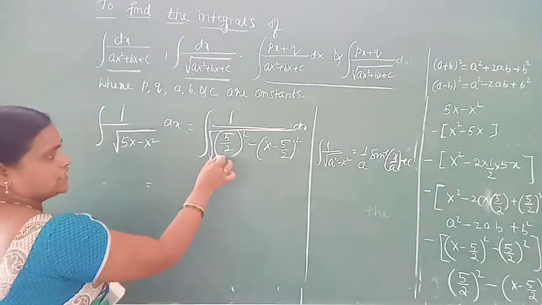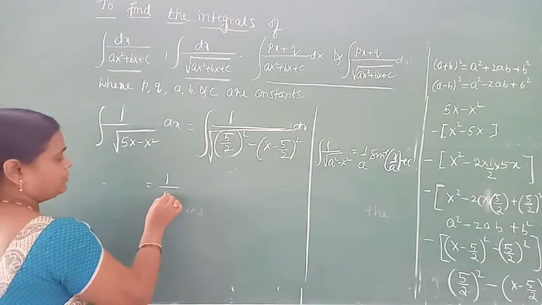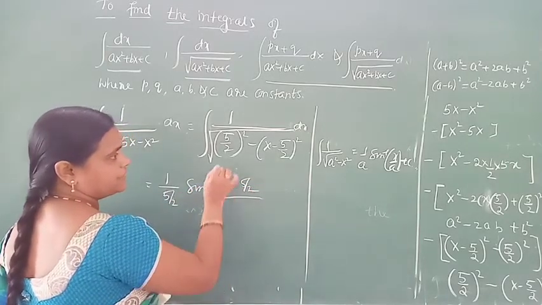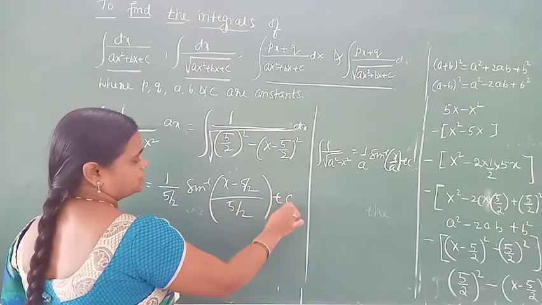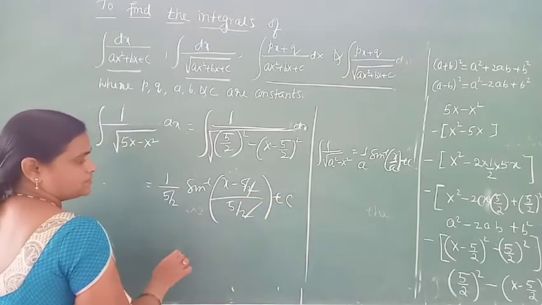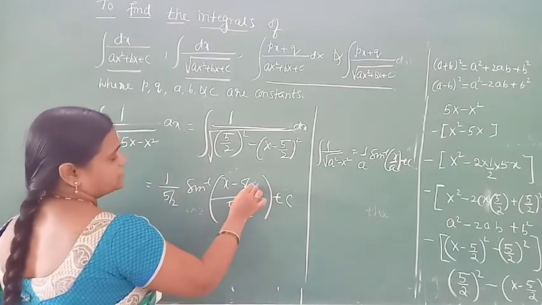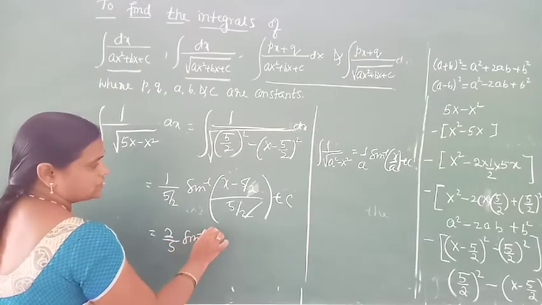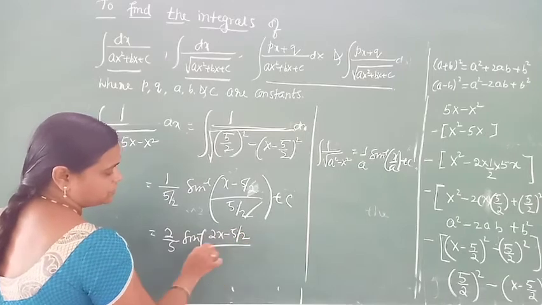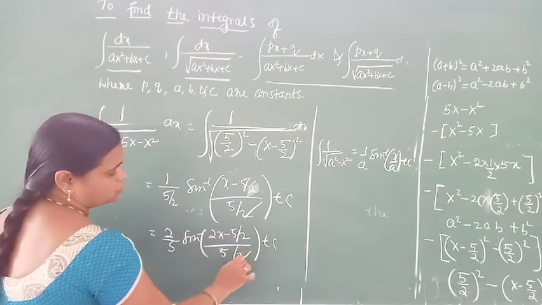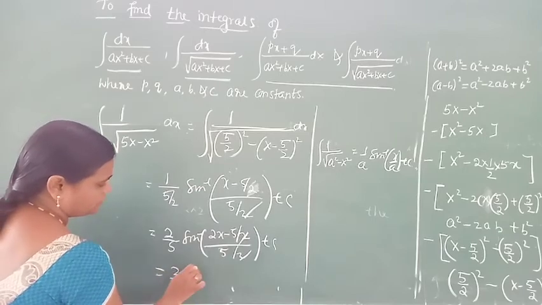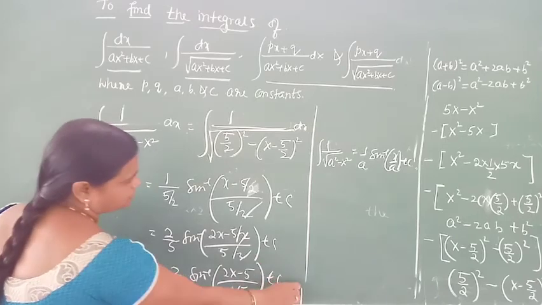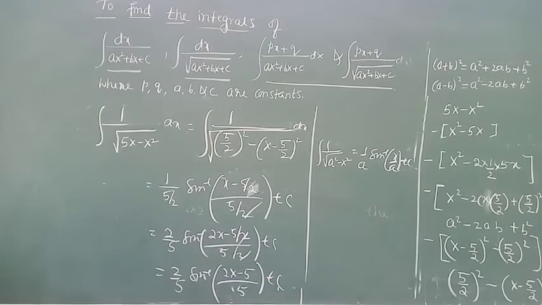What is our a? a is 5 by 2. 1 by a, 1 by 5 by 2 sin inverse of x, where x is x minus 5 by 2, divided by a, 5 by 2. Better you take the LCM first. 2 by 5 sin inverse of, take LCM, 2x minus 5 by 2 divided by 5 by 2, and 2 gets cancelled. You get the answer 2 by 5 sin inverse of 2x minus 5 divided by 5 plus c. This is the example.